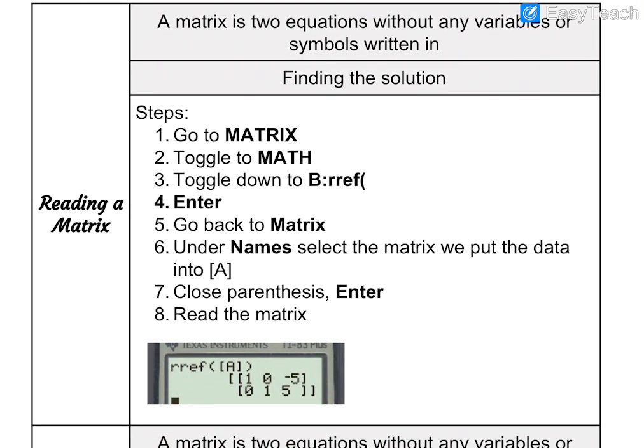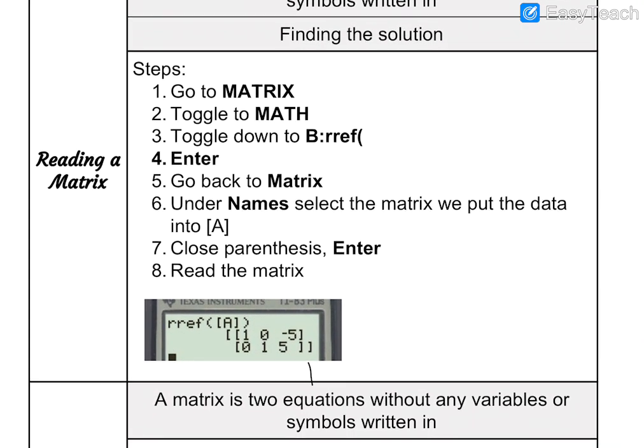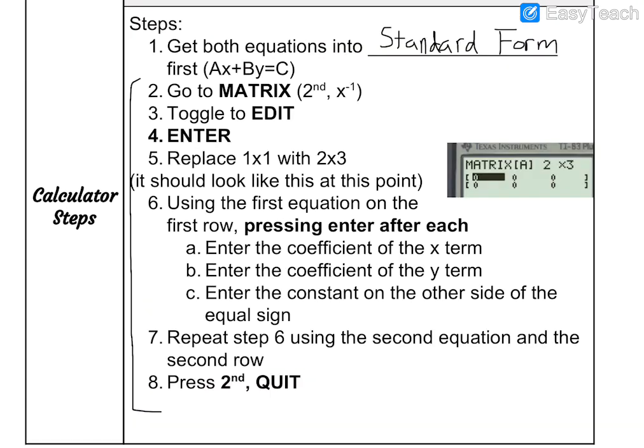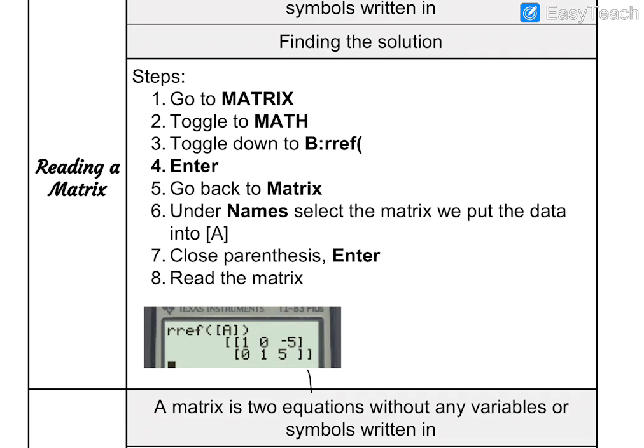Alright, so a matrix is two equations and it doesn't have any variables or symbols written in. So this isn't more about using the calculator. This is how we find our solution. This first is just plugging into the matrix. And then this next part is reading those answers. What is that solution?